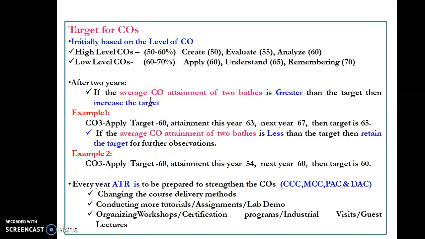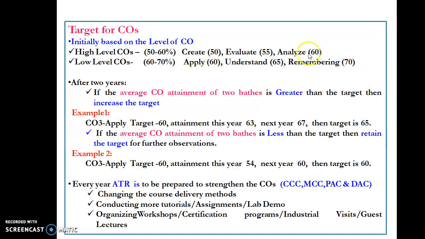Then how to set the targets. All this process can be completed before the course starts. For your understanding, I'm explaining how to set the targets. As set by the module coordinator and course coordinator, for high levels the target should be, at the beginning, in the 50 to 60% range, and for low levels 60 to 70%. So I know that. For create, evaluation, analyzing, I will give some band differences. These are the targets.